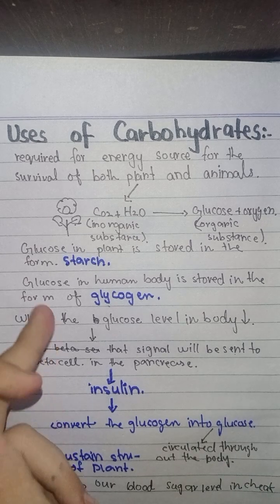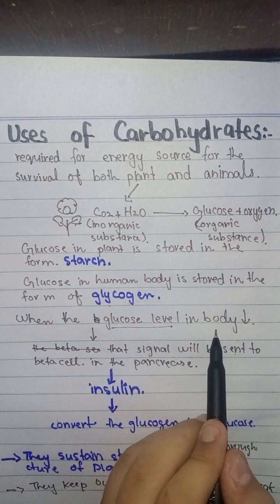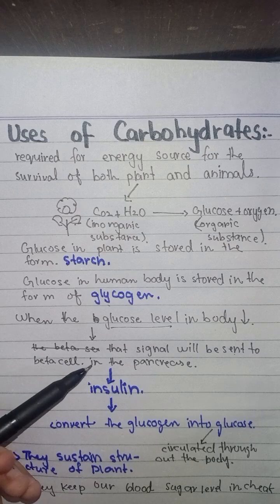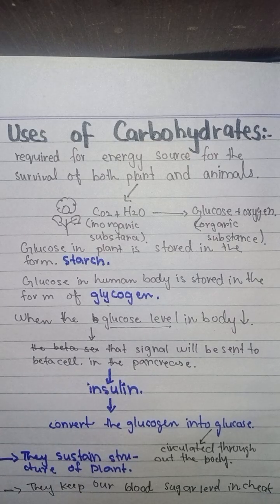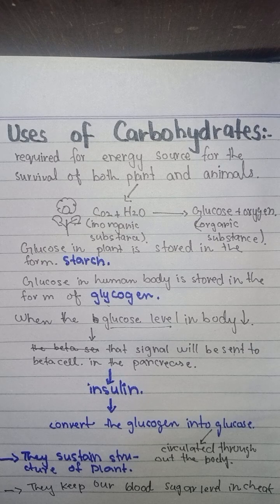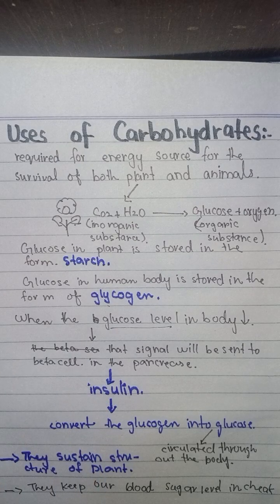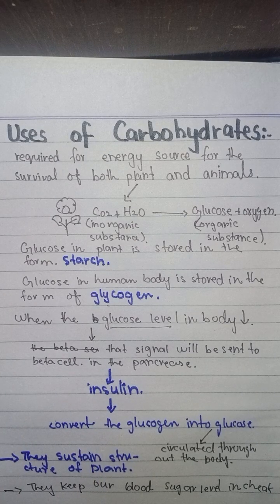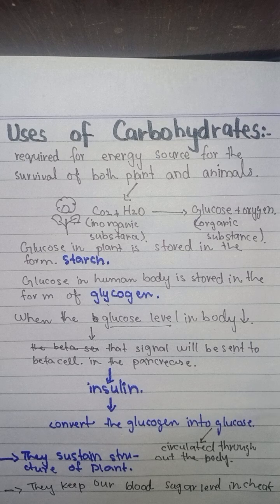As I told you, if the glucose level is decreased in the body, the signal will be sent to the beta cells that the glucose level is decreased. Beta cells are present in the pancreas. They will release the insulin. Insulin will convert the glycogen into glucose, and that will circulate throughout the body. So they will maintain the glucose level and keep the blood sugar level in check.